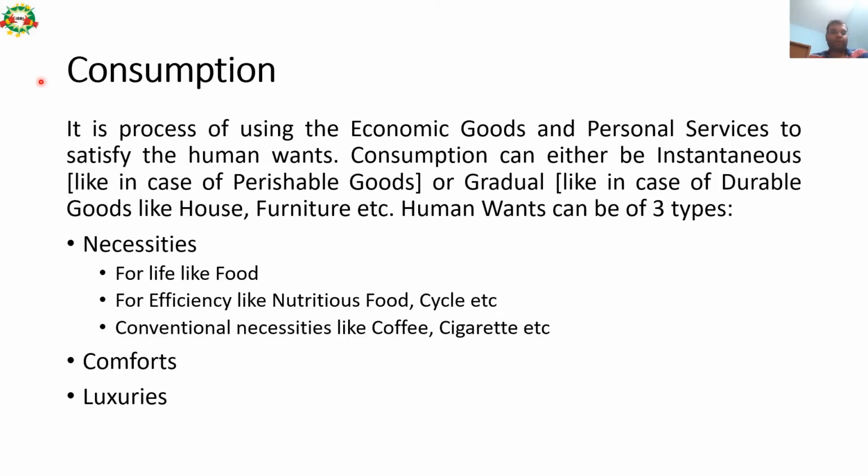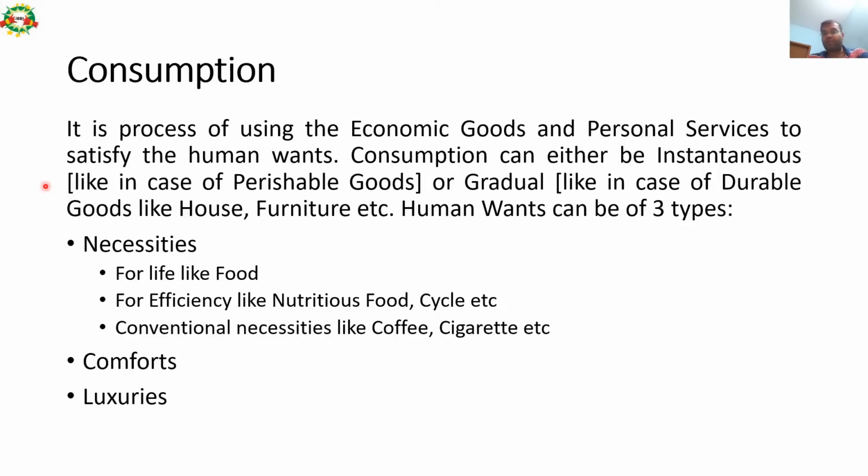So the first important terminology is consumption. It is the process of using economic goods and personal services to satisfy human wants. Consumption can either be instantaneous, like in the case of perishable goods, or gradual, like in the case of durable goods such as house, furniture, etc.